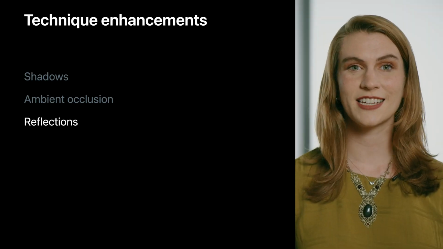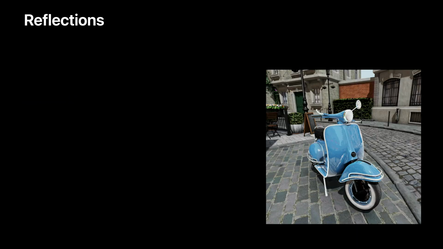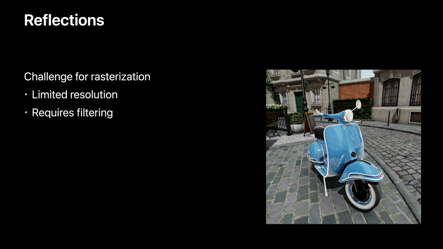And finally, let's take a look at reflections. Reflections have traditionally been very difficult for rasterization. Reflection probes is a technique that works well, but is limited in resolution, requires filtering, and struggles with dynamic geometry. Screen space reflection techniques are limited by screen space information. Reflection probes are a solution that requires strategically placing cameras along the entire scene to capture surrounding color information.